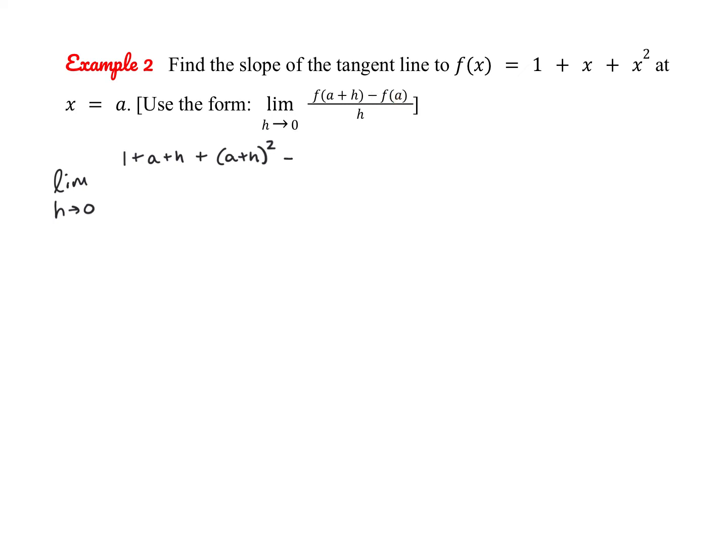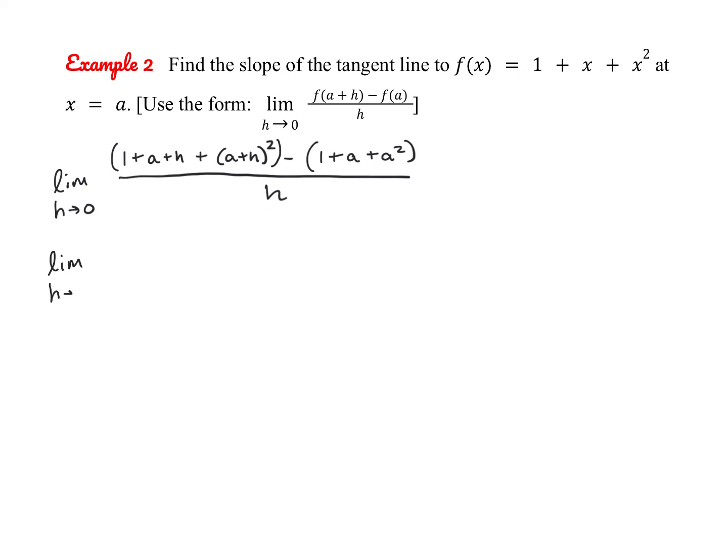Be careful here. We are going to be subtracting this entire polynomial. So 1 plus a squared. So again, this is f of a plus h. This is f of a. And all of that is over h. And we're evaluating as h approaches 0. So we can't yet just do direct substitution. So we're going to need to do a little more simplifying.